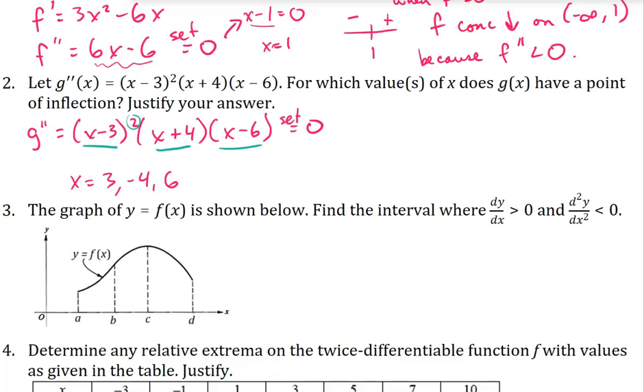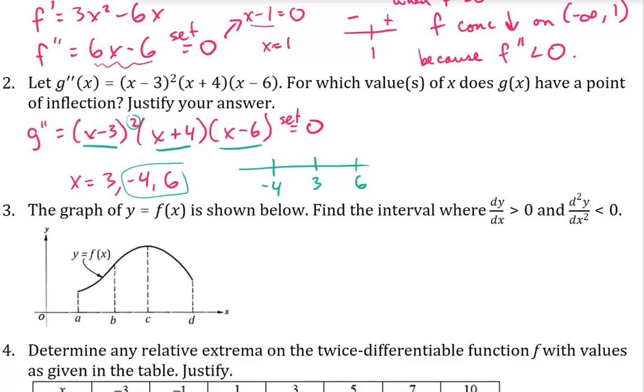So really, just from my pre-calc knowledge, I know that if I move from the left to the right of x equals 3, this factor is not going to change signs. If I move from the left to the right of -4, this factor will change signs. If I move from the left to the right of 6, this factor will change signs. So that tells me that these two are going to be the only two where my second derivative is changing signs. If you want to do a full number line sign chart here, make sure you've got them in the right order.